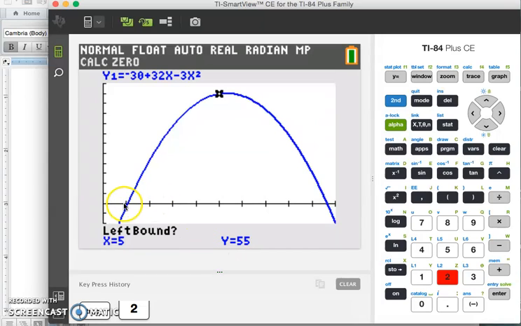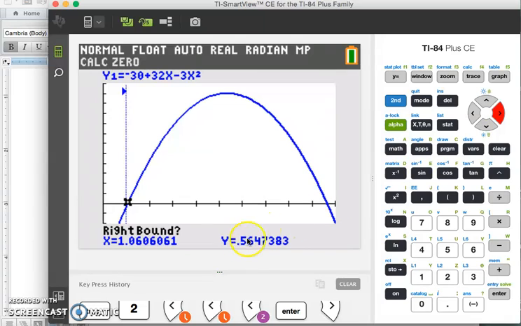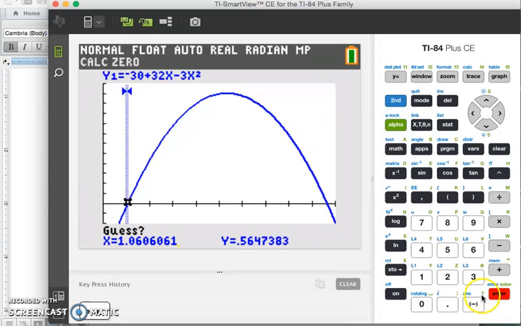And I want to find the first 0, which is over here. So to the left of the 0 is negative. So when I'm finding the left bound of the left 0, my y value needs to be negative. So I'm just going to hold the cursor here until I have a negative value in the y, and that'll be my left bound. My right bound needs to be positive. So I click over until I get a positive number in the y right here. Then I hit enter. I want the calculator to guess, and it guesses at about 1.038, which is about $1.04, which confirms what we already knew.